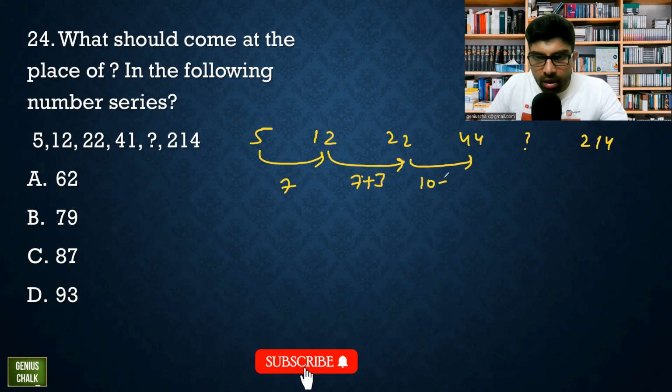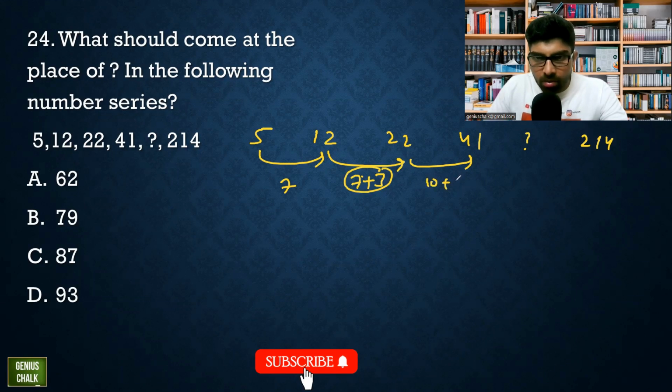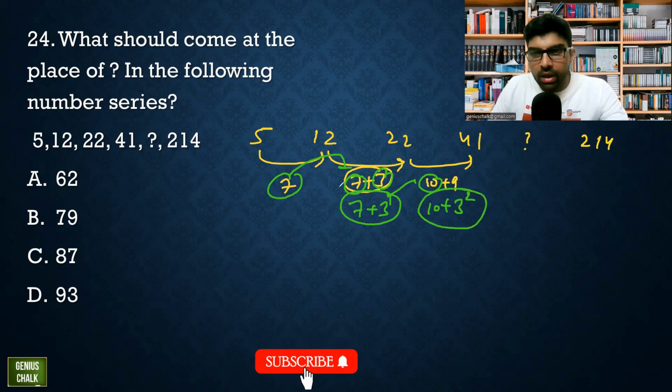Next, 22 to 41, the difference is 19. So can I write 7 plus 3, 10 plus 9? So the pattern here is this: 7 plus 3 to the power 1. Earlier the difference was 7, it was taken, then 3 to the power 1 is added. Then what is the earlier difference? 10, and 3 to the power 2 is added, right?